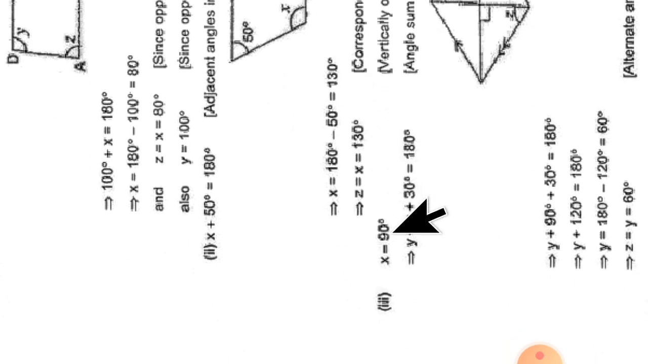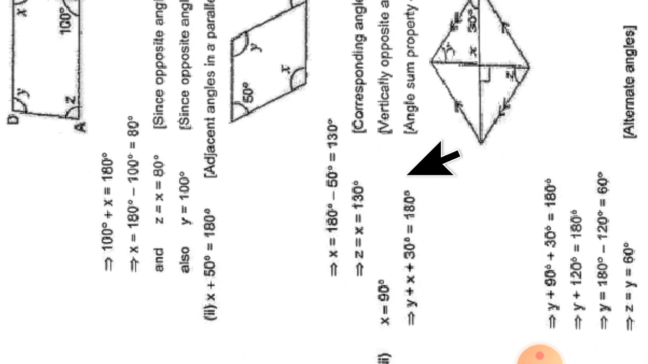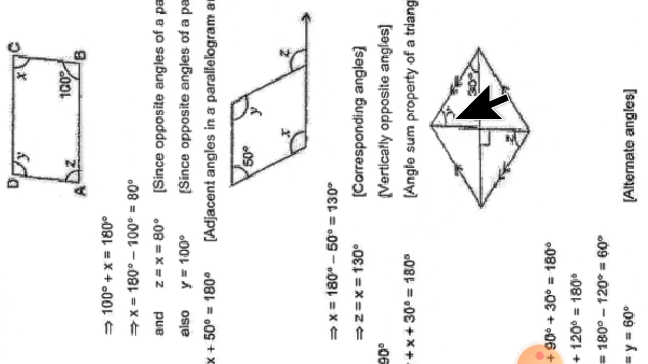Now the third figure, Z is here, X is equal to 90 degrees. See here, this figure is given. This is X, this is Y and this is Z. Now this is the 90 degree symbol, so X is also 90 degrees. Now this X is 90 degrees, this angle is given as 30 degrees. So 90 degrees plus 30 degrees plus Y is equal to 180 degrees. Total angles of a triangle are 180 degrees. So angle sum property of a triangle.